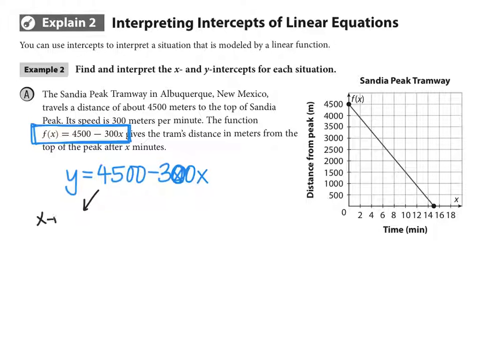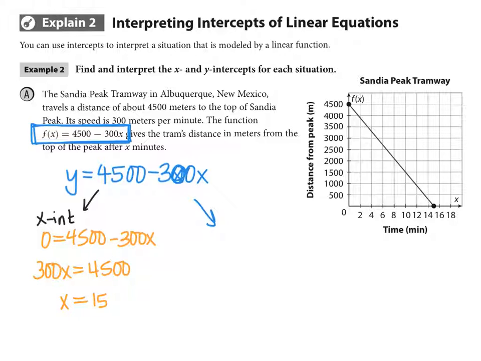So I could find my x-intercept, which means I would plug 0 in for y: 0 equals 4,500 minus 300x. Now this one is not as easy because now I have to move the variable over before I can divide, which is going to give me positive 300x equals 4,500, or x equals 15. Notice that they already plotted that point for me on the graph. And then I could solve my y-intercept.